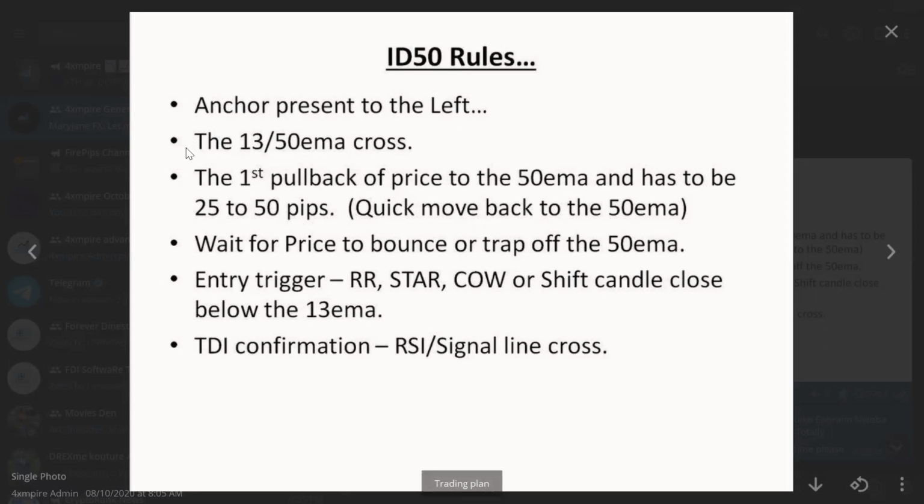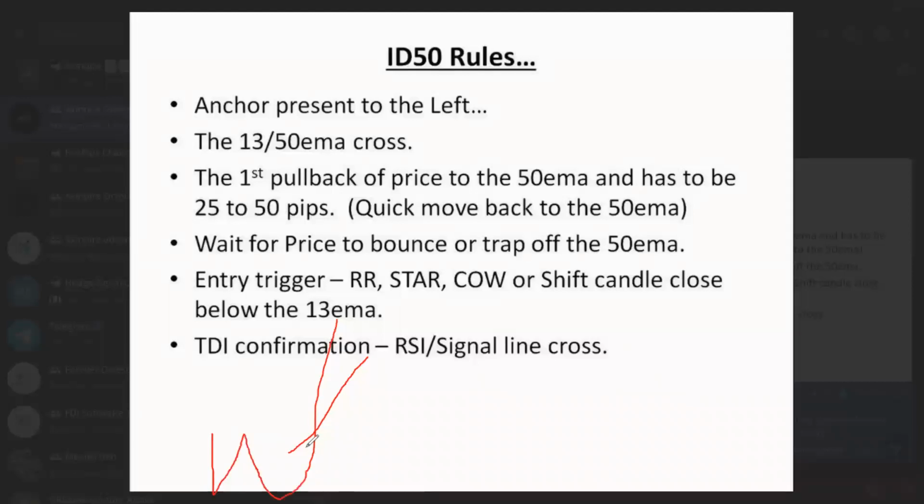Then the second one says your 13 and your 50 EMA, that is the ketchup and water, must cross. There must be an angle of separation. When I say angle of separation, it means something like this. You have a W, that is on this thing, and the moving averages.